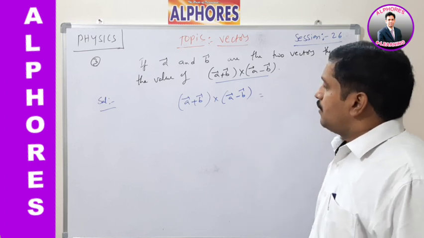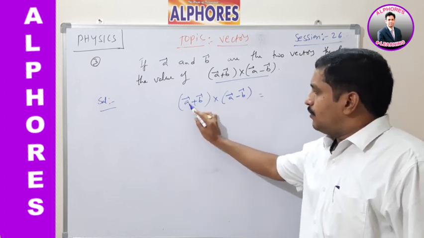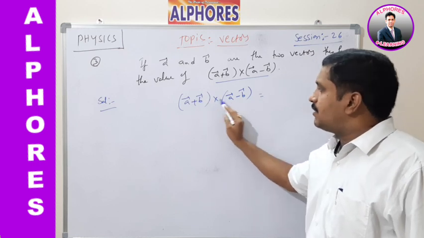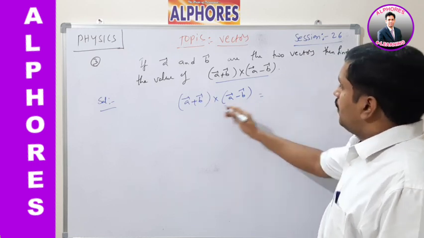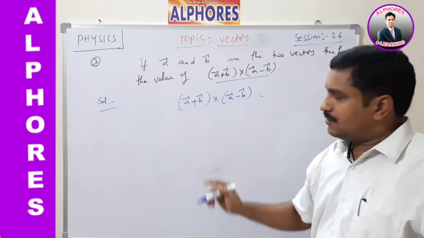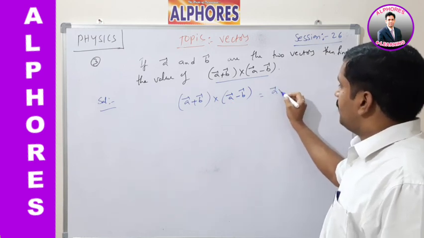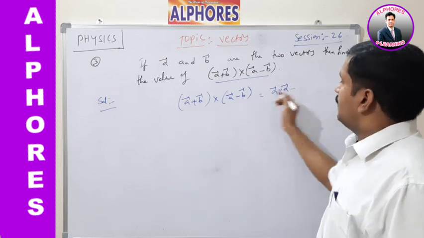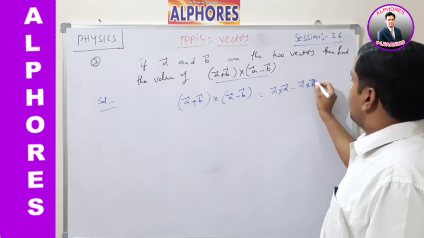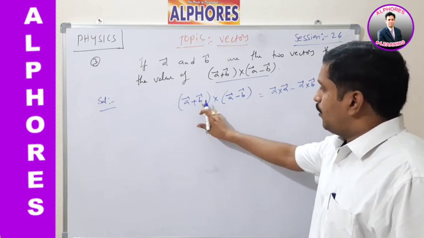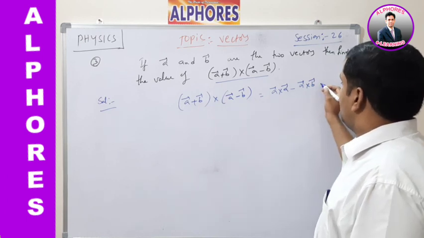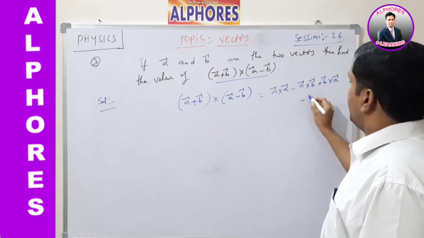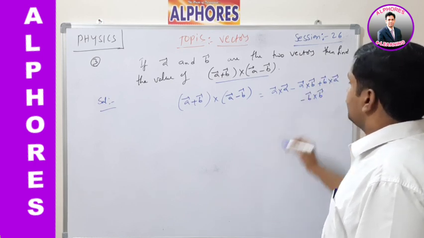After multiplying, we have to multiply this A bar with these two terms, and then the second term with these two terms. How many terms do you get? Actually, 4 terms. Listen carefully: A bar cross A bar, first term, minus A bar cross B bar, plus B bar cross A bar, minus B bar cross B bar.